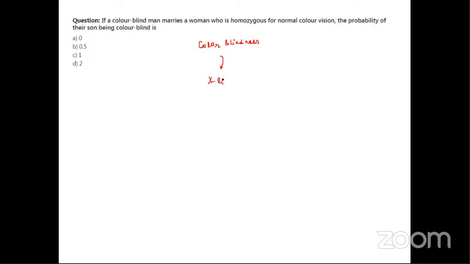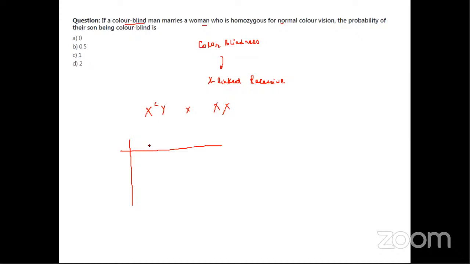This is an X-linked recessive disorder. Okay, it is X-linked recessive disorder. Now, what is the question saying? The question is saying there is a colorblind man. So, a colorblind man marries a woman who is normal. So, he has married a normal female.